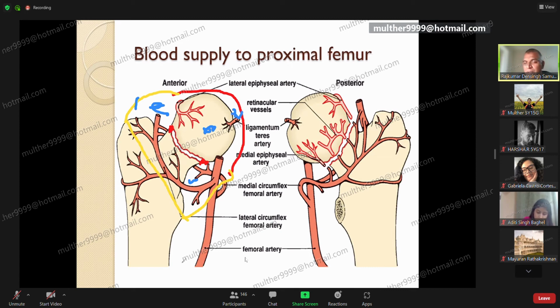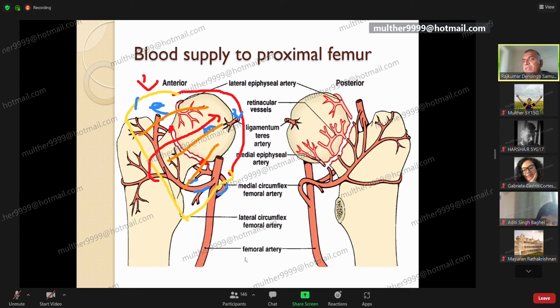Mainly the blood supply comes from the deep femoral artery, which gives branches like the medial and lateral circumflex femoral arteries. This is the biggest branch of the artery. This artery lies exactly on the capsule of the joint, and blood supply will go from distal to proximal.